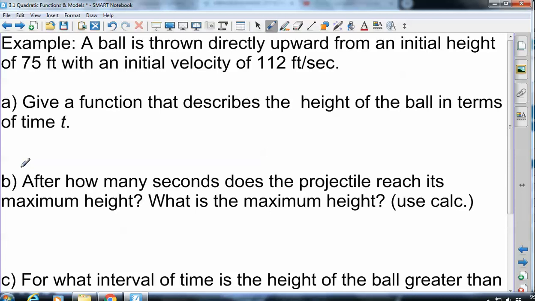So a ball is thrown directly upward from an initial height of 75 feet with an initial velocity of 112 feet per second. So we are going to be using this height function that I just gave you.